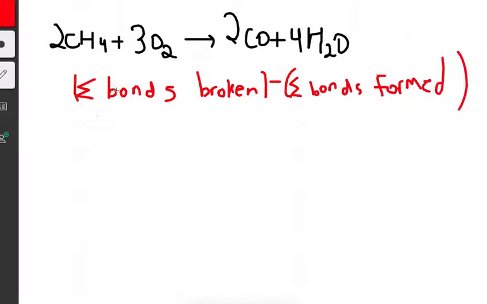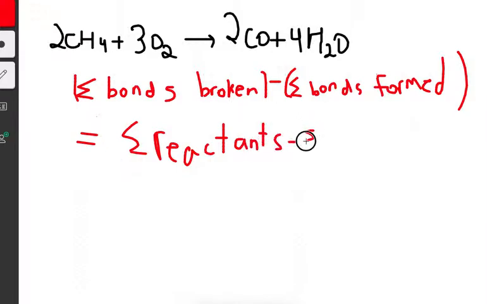So another way of writing this could just be the sum of the reactants. And when I say the sum, I mean the sum of their bond energies. So the reactants minus the sum of the products. So basically reactants minus products bond energies. So now what we're going to do is draw out each molecule. This will help us determine the energies that we need to find.